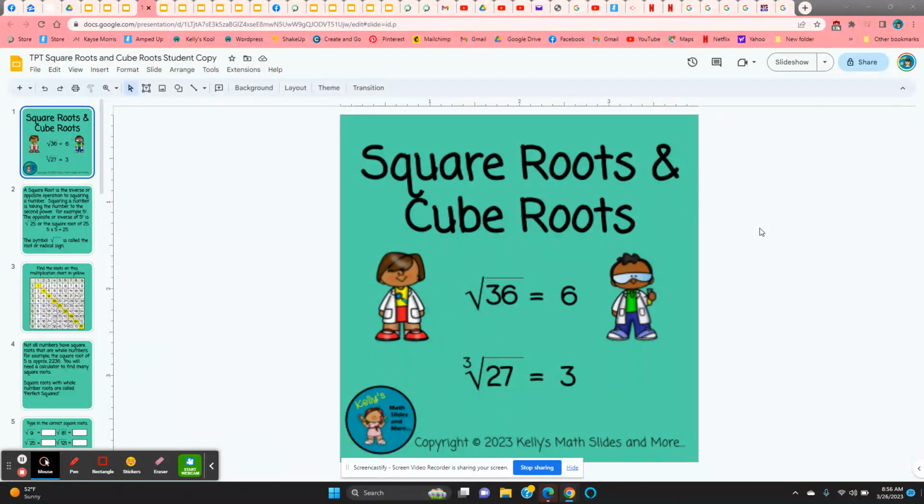Square roots and cube roots. This is a digital lesson. It can be used for younger students who are learning square roots and cube roots for the first time. It can also be used for older students who have already worked with integers.